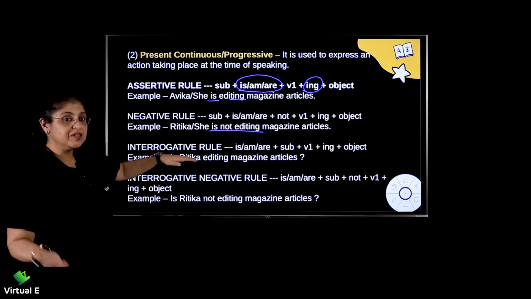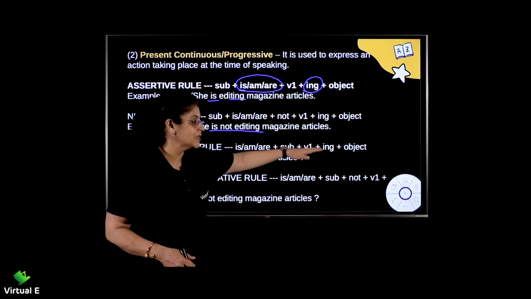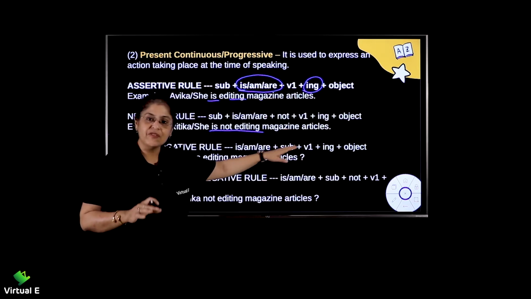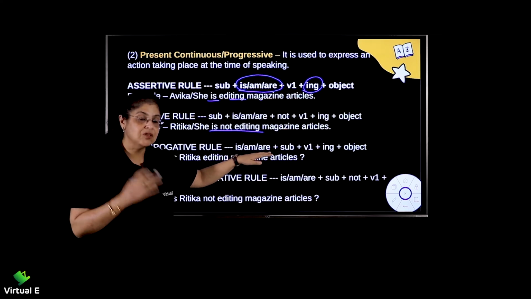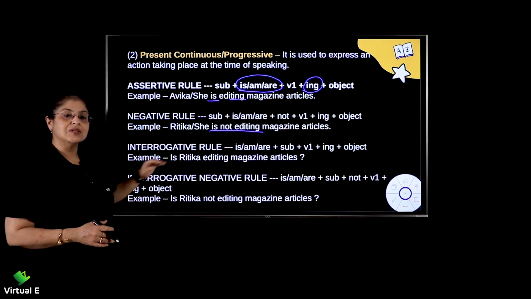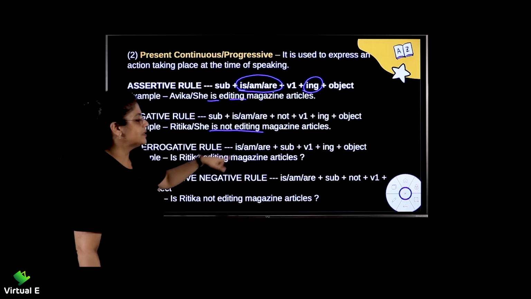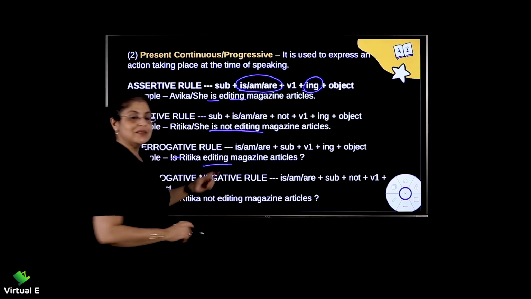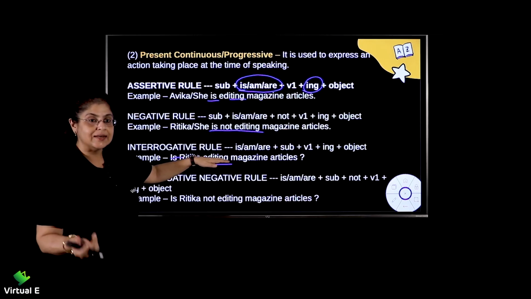Further, moving to the interrogative sentence: is, am, are plus subject plus verb plus ing plus object. See, don't get confused looking at this. If you feel so, kindly directly look at the sentence. This is to help you out. If you have not understood this, read that, but then connect it to your sentence. You will not find it difficult at all. So, is Ritika editing magazine articles? Again you see is there and editing is there, right? So is talks about the present and ing is continuous.